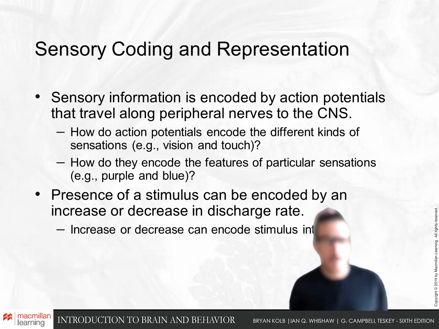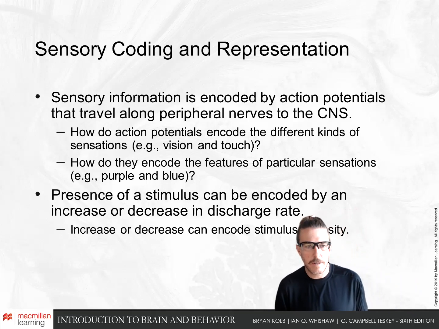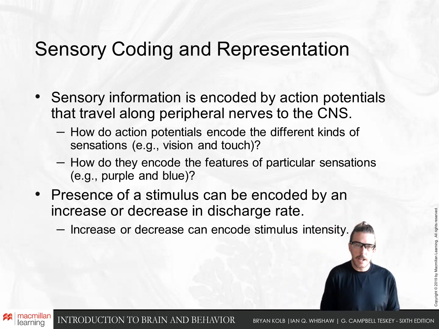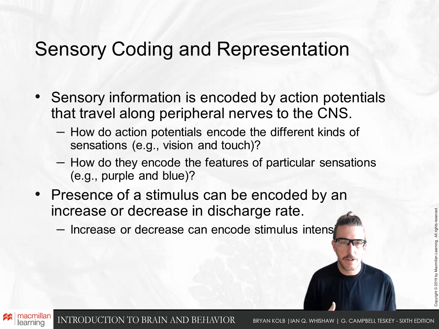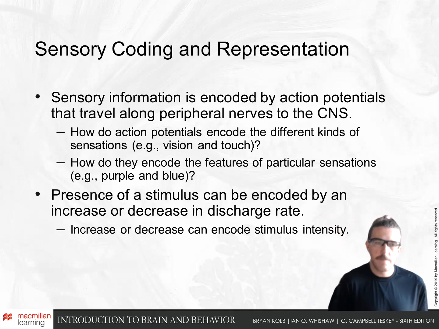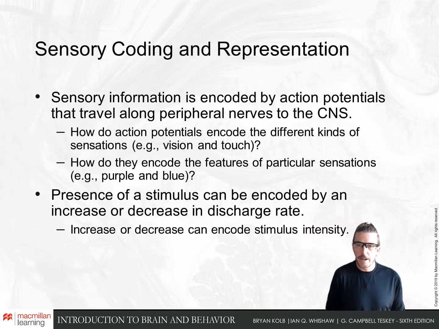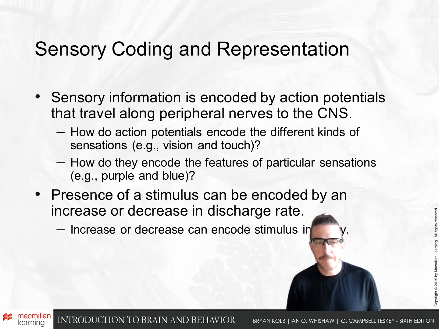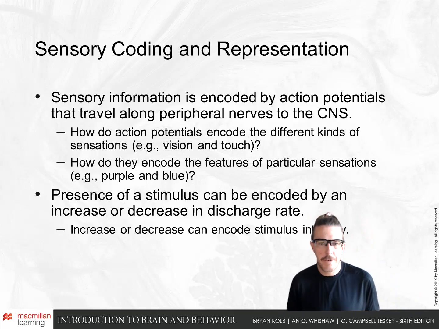But how these action potentials encode different types of sensations like vision and touch is a matter that we're going to study in this class. And further, how might these action potentials, just different trains of action potentials, encode features of a particular sensation like purple or blue, differences in color within vision. We'll see throughout the day today and throughout the lectures this month how the brain can encode these different types of features of our sensation.